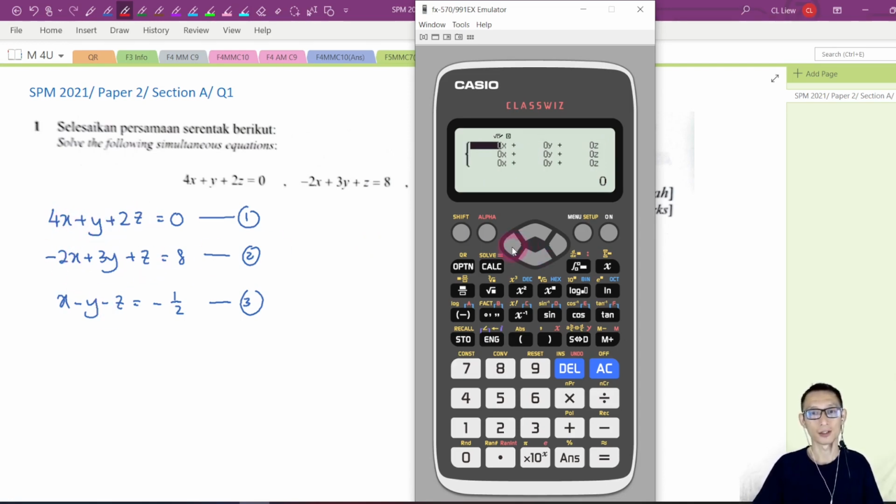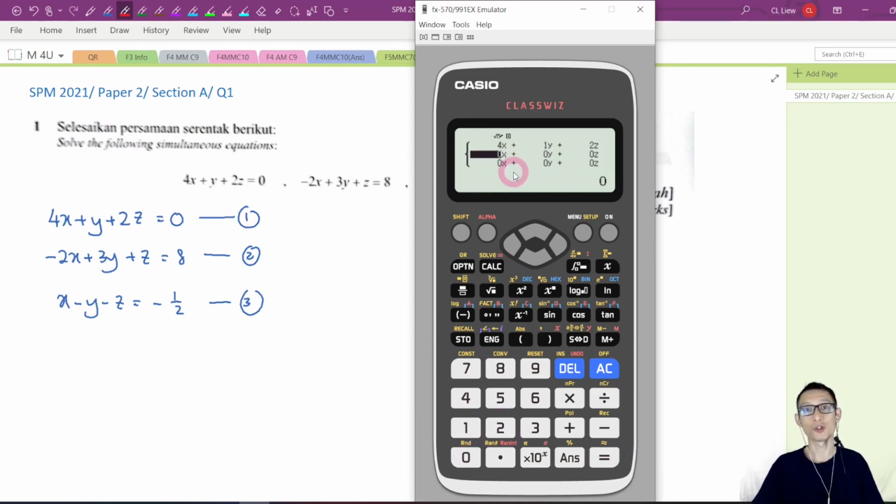Okay, now let me start keying in all the coefficients here. You will see a plus sign here. Already have a plus sign here, so you don't have to key in plus. But if you see minus, then you need to key in minus. Okay, so this is 1, and then 2. The constant is 0.